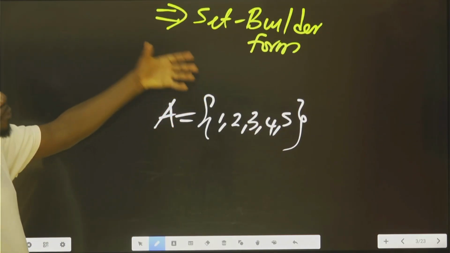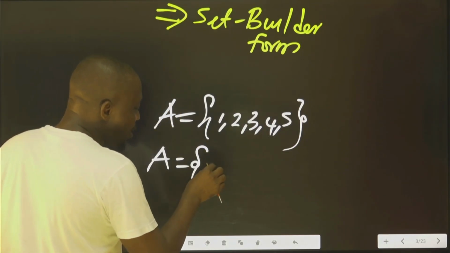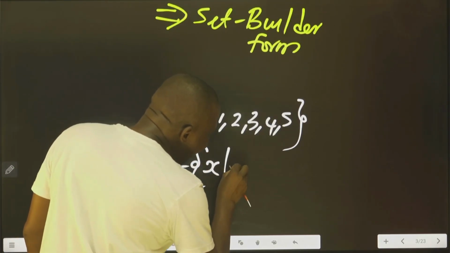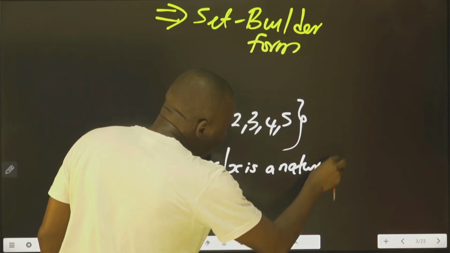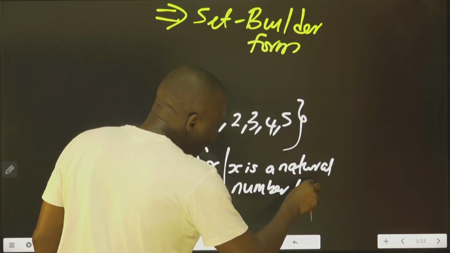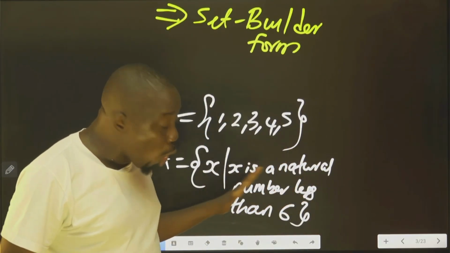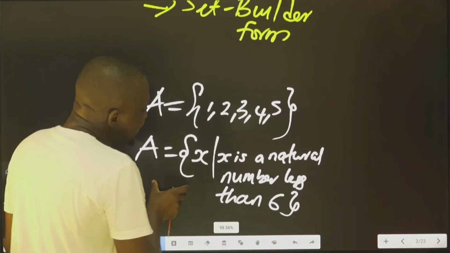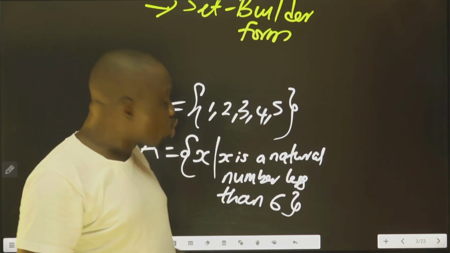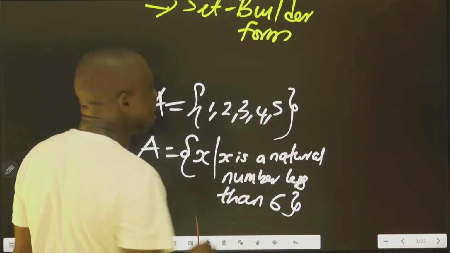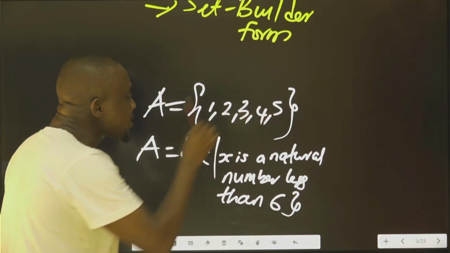If you want to use the set builder notation to also represent this, you simply say A is equals to, you put S here, you now write S is a natural number less than 6. This actually should be on the same line, okay? This is S is a natural number less than 6. We are describing this. So you can be given this and asked to get this. This is the set builder notation. This is the roster method.